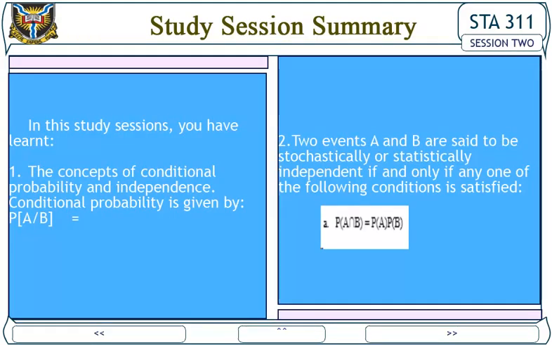Summary of Study Section 2. In these study sessions, you have learned: 1. The concepts of conditional probability and independence. Conditional probability is given by P of A given B is equal to P of A intersection B over P of B. 2. Two events, A and B, are said to be statistically independent if and only if any one of the following conditions is satisfied. A. P of A intersection B is equal to P of A times P of B.